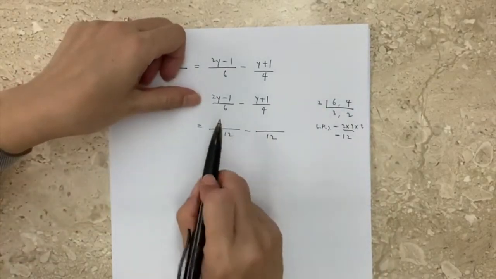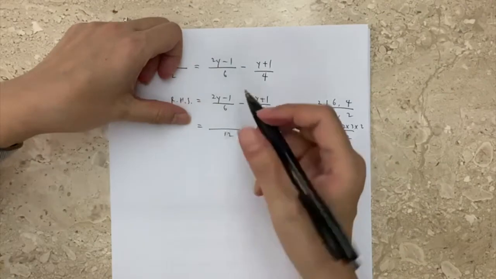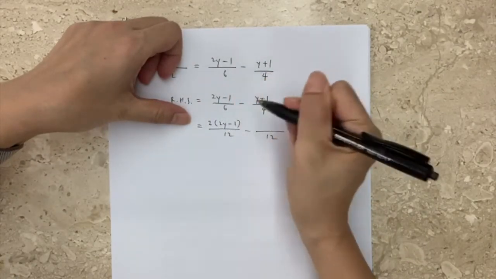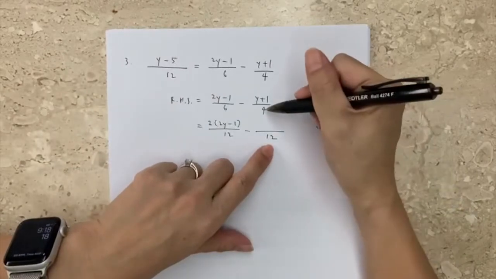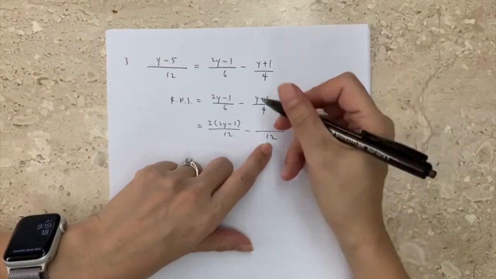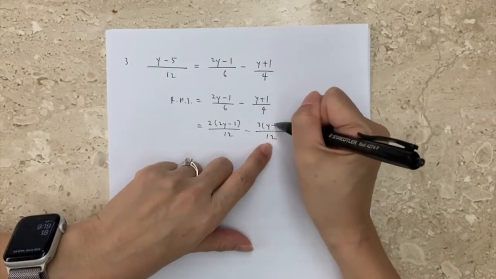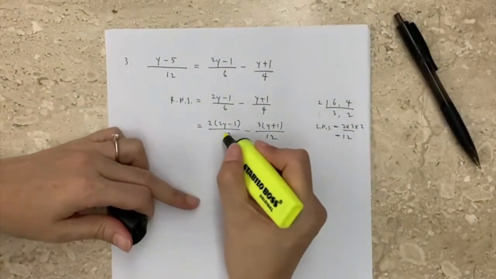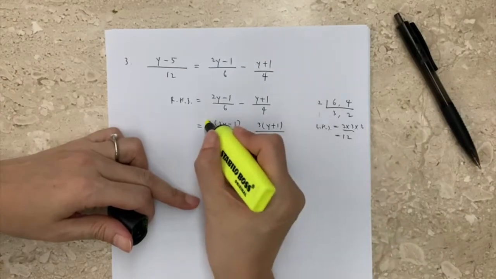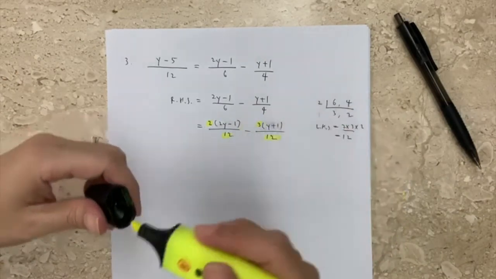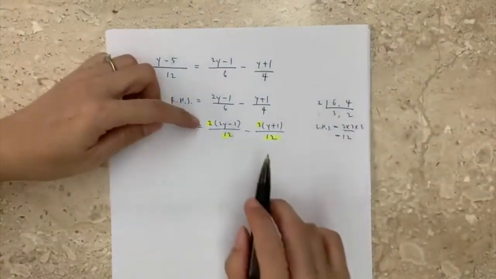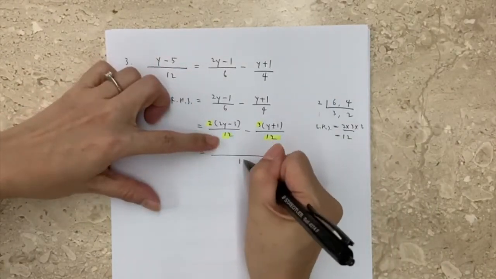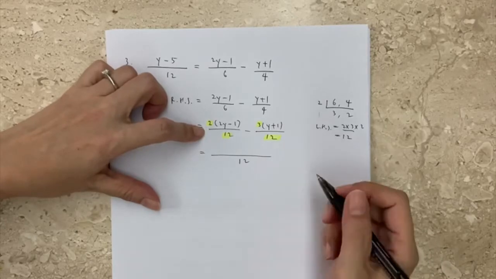Okay, so how do we change from 6 to 12? Enlarged by 2 times, so 2 times (2y minus 1). And then how do we change from 4 to 12? Enlarged by 3 times. So we find the LCM, change everything to 12, and this is what we have enlarged it by: 2 times here and 3 times here. Since we already have the same denominator, we can combine them together.